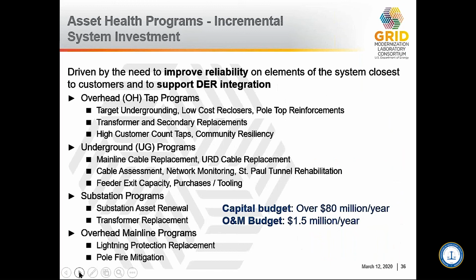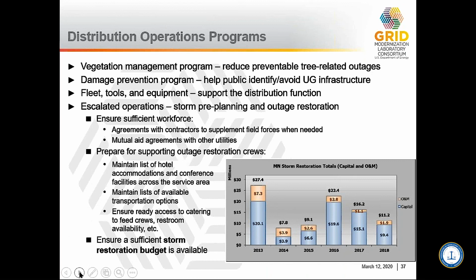Xcel, as many typical utilities do, have many asset health programs. They're listed here. The capital budget for Xcel is over $80 million a year for asset health, and O&M $1.5 million per year. And so this translates into a pretty big number when you look at the 5-year investment plan. The details are shown in the extra slides, but I just wanted to give you an idea of how important this is to the utility based on its budget allocation.